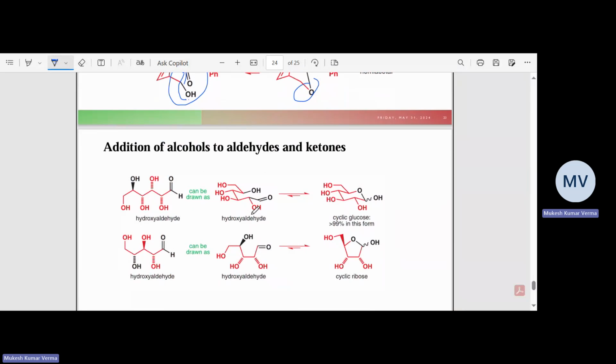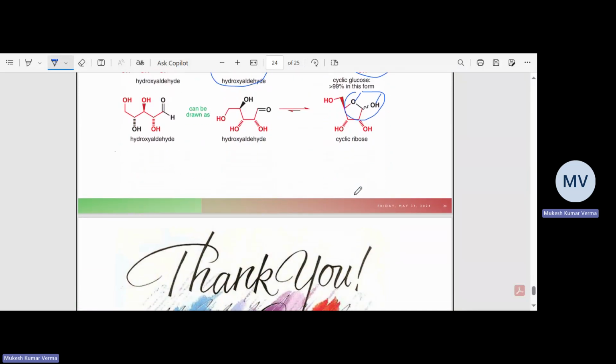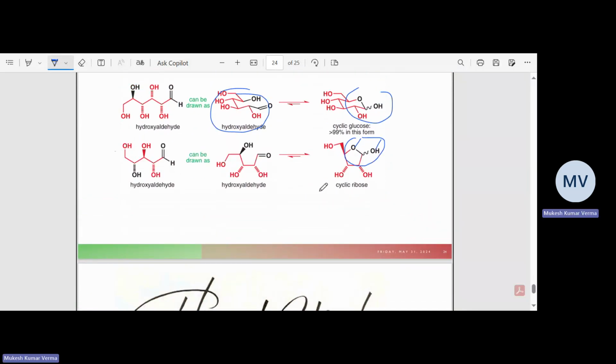These are some other examples of the addition of alcohols to aldehydes and ketones. In the case of glucose, it is also in the hemiacetal form. In the case of ribose, it is also a hemiacetal. Hemiacetal means that one is an ether group and one is OH. When both ether groups are present, then it is an acetal.